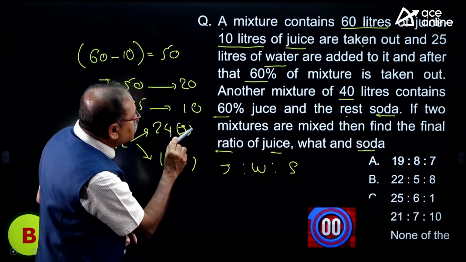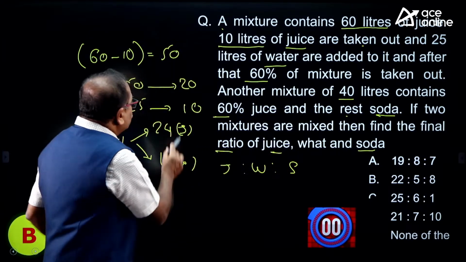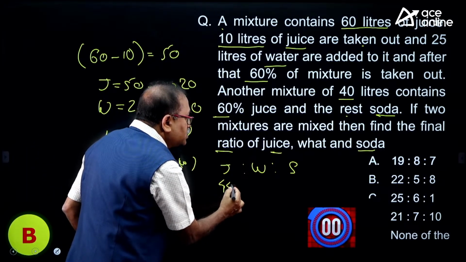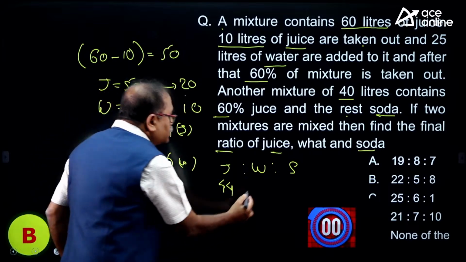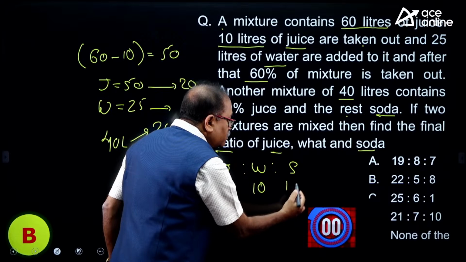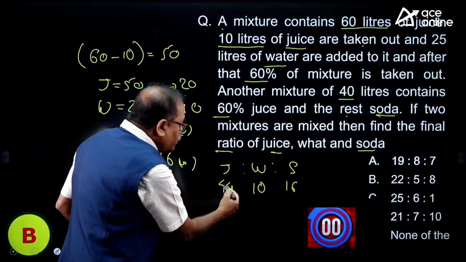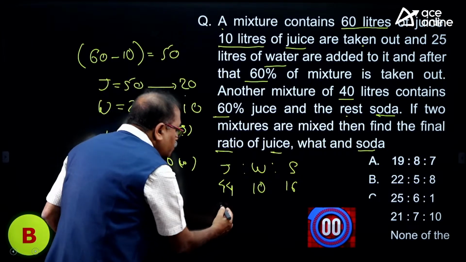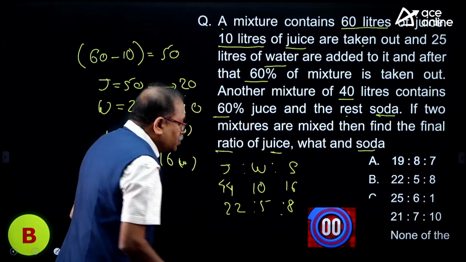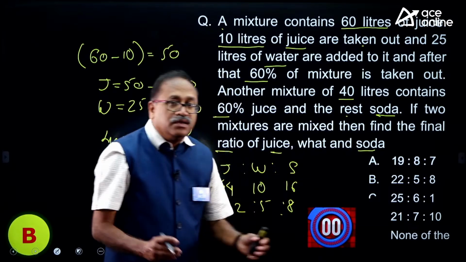Are you getting the ratio of juice? Because another mixture is this, and two mixtures are mixed up. So this is 20 plus 24. I am getting 44 over here. This is juice, and here water is 10, and soda is 16. Further, if I reduce the ratio, all our numbers are divisible by 2. So it will be 22 is to 5 is to 8. This should be my ratio. Do we have 22 is to 5 is to 8? Yes, that's your answer.